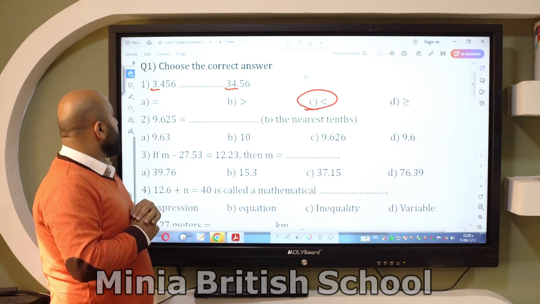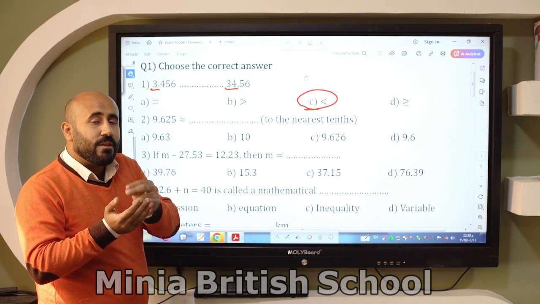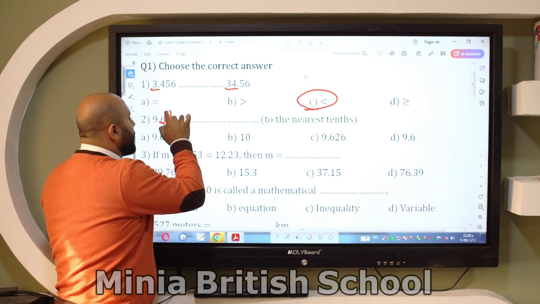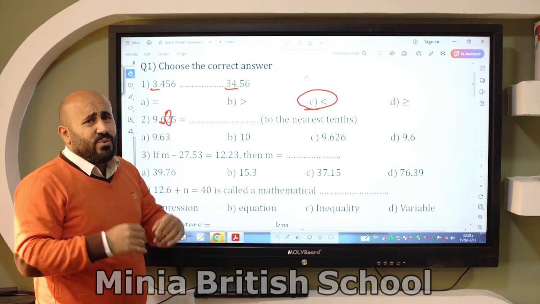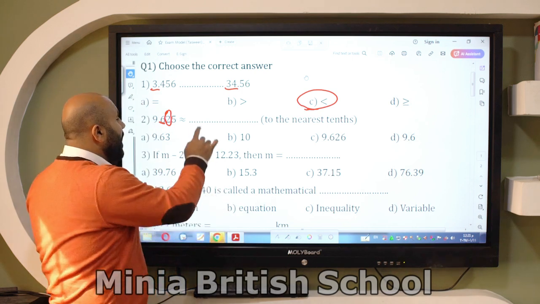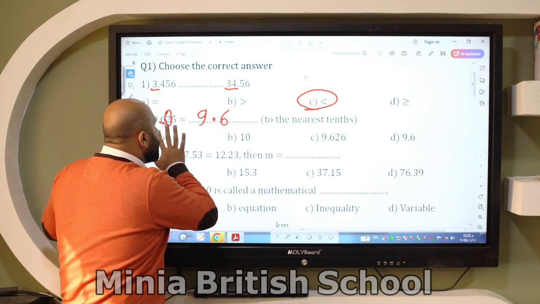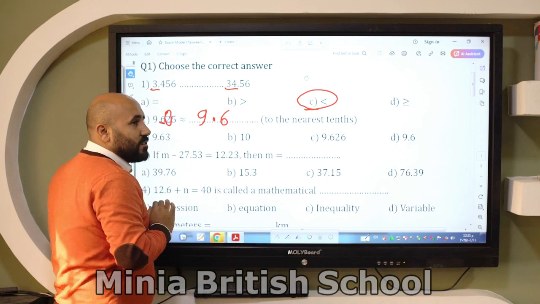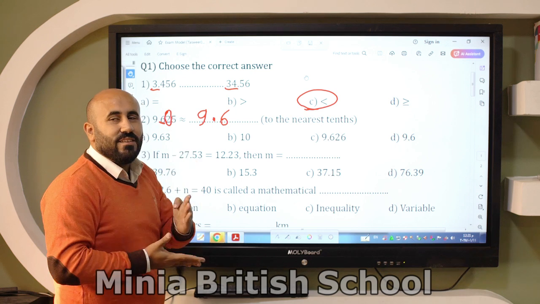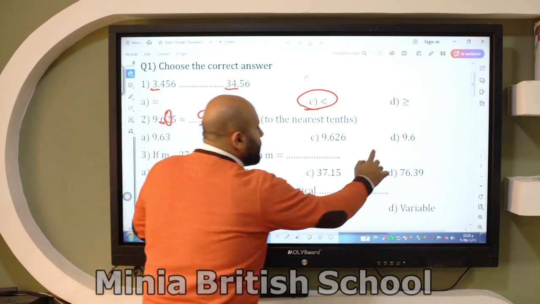9 and 625 thousandths. I want to round it to the nearest tenth. First, determine the tenths place. 6. Circle the number on the right hand side. 2. As you all know, 2 is a poor number, so it won't give the 6 anything. So I will write 9.6. And there is no number beside it, because I want only the nearest tenth. This is the only place value at which I will stop. So it will be 9.6.